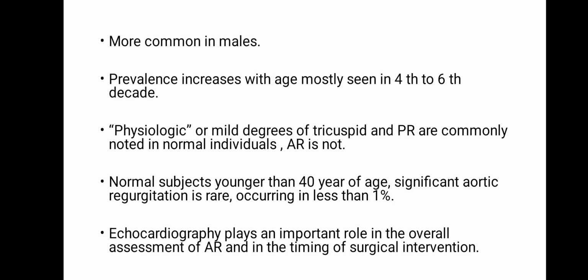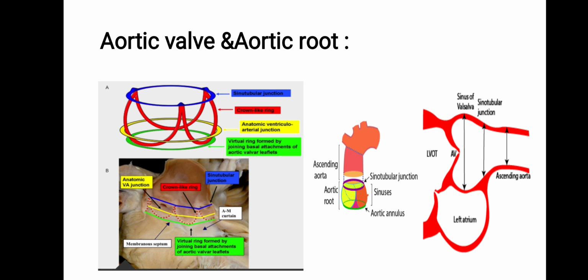Physiologic or mild degrees of tricuspid and pulmonary regurgitation are commonly noted in normal individuals. AR is not. In normal subjects younger than 40 years of age, significant aortic regurgitation is rare, occurring in less than 1%. Echo plays an important role in the overall assessment of AR and in the timing of surgical intervention.